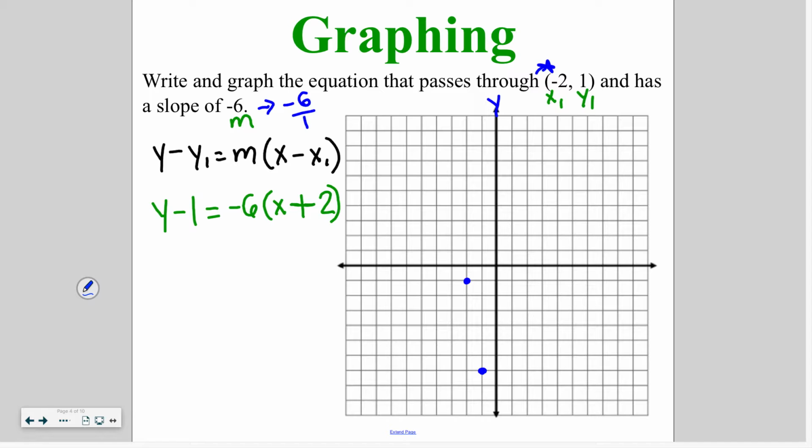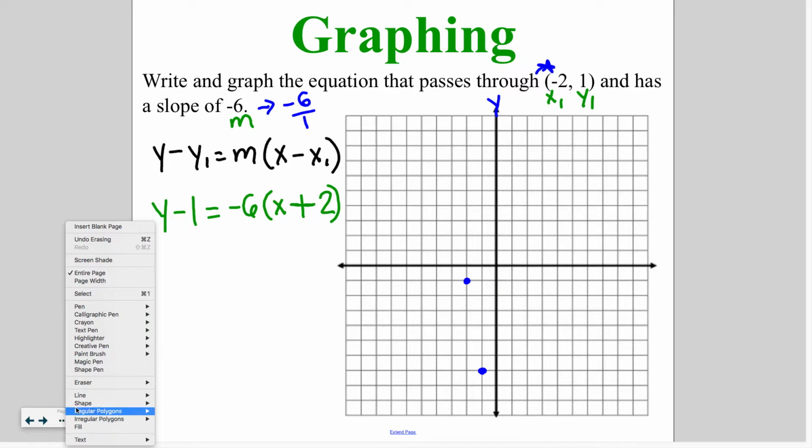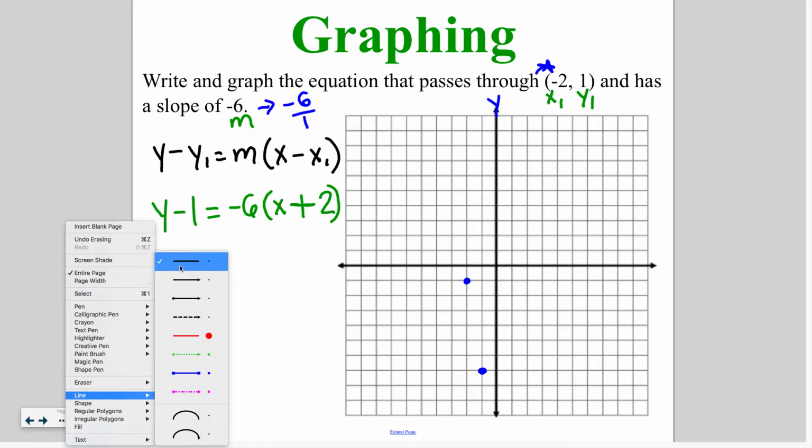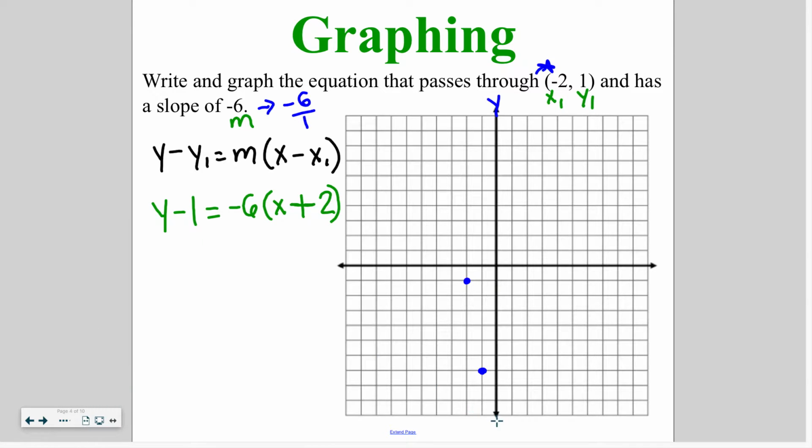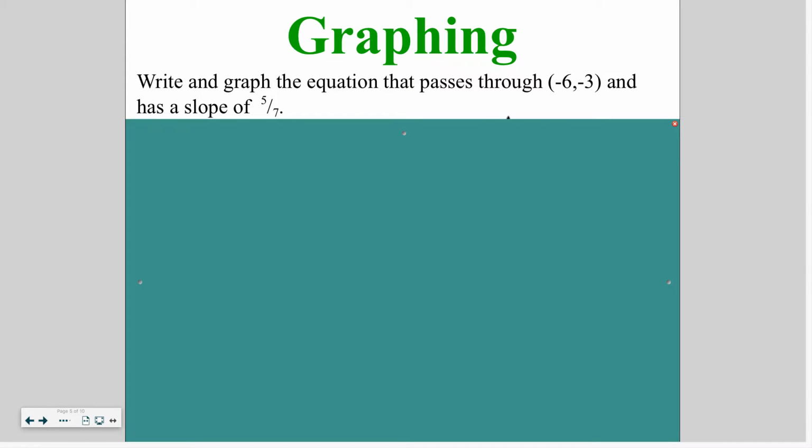So the idea of using slope is still the same. We are then going to go ahead and put in our line going all the way through the graph, connecting our points, and making sure that we finish up by putting those arrows on the end. So that's how we are going to write and graph in point-slope form. Go ahead and try this one on your own.